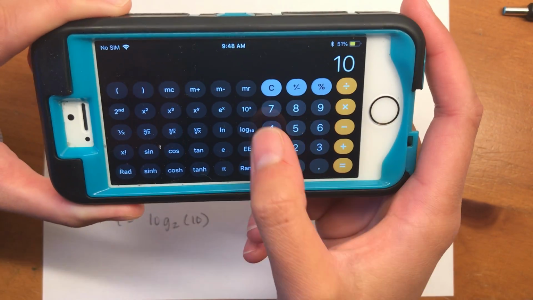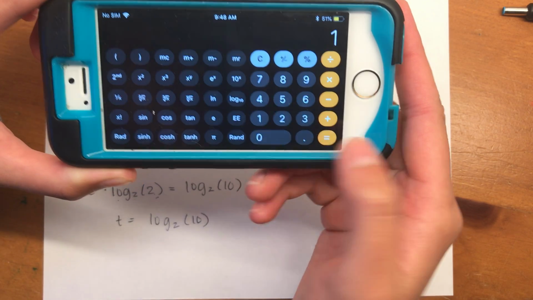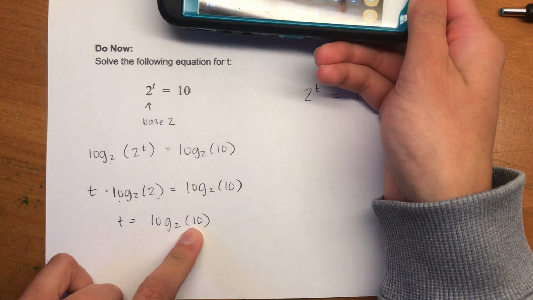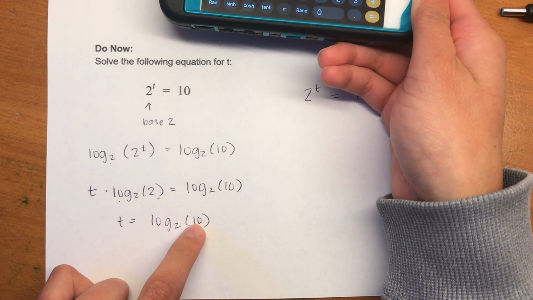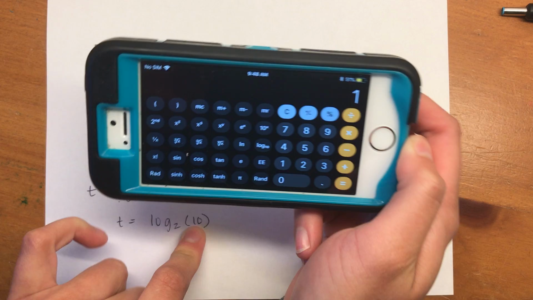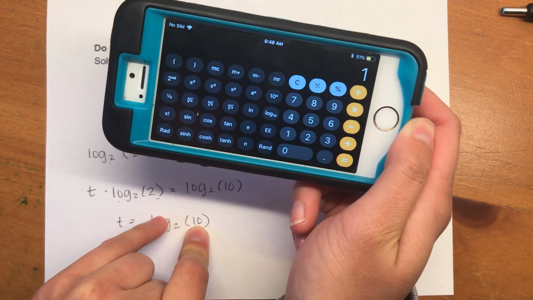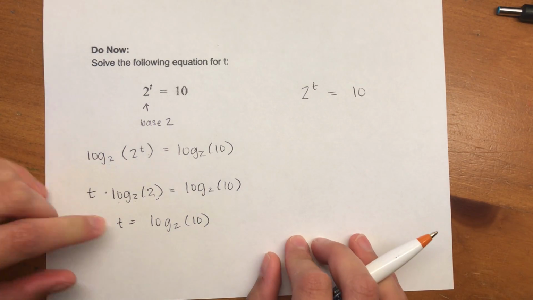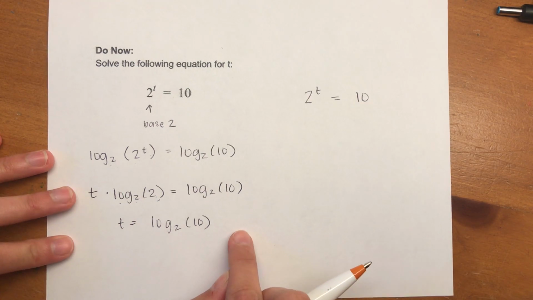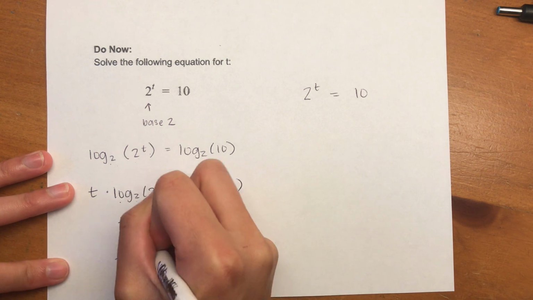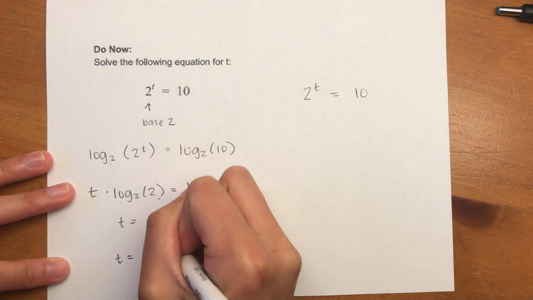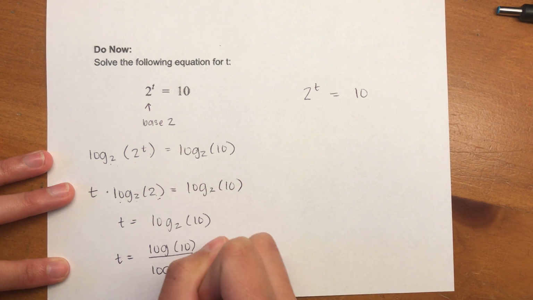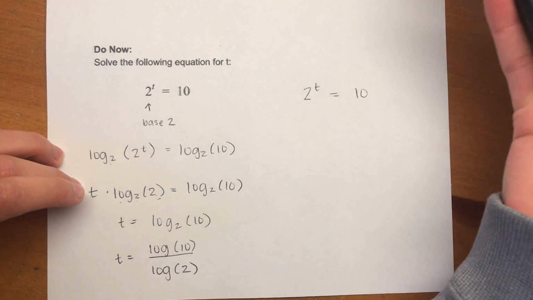So if I put 10 in here, right, I press log 10, I get 1. Now, I know the log base 2 of 10 is not going to be 1, because 2 to what power would be 10? It wouldn't be 1, right? We know that 2 to the first power is 2, so log base 2 of 2 is 1. Okay, so what we have to do here is use our change of base formula, which would give us t equals the log of 10 divided by the log of 2, okay?